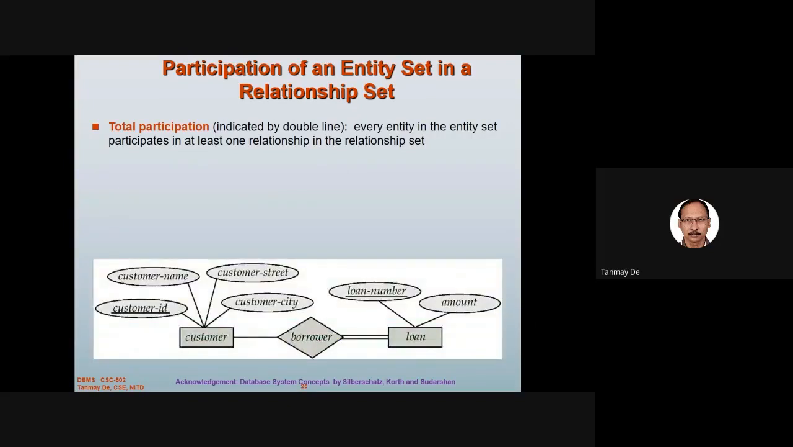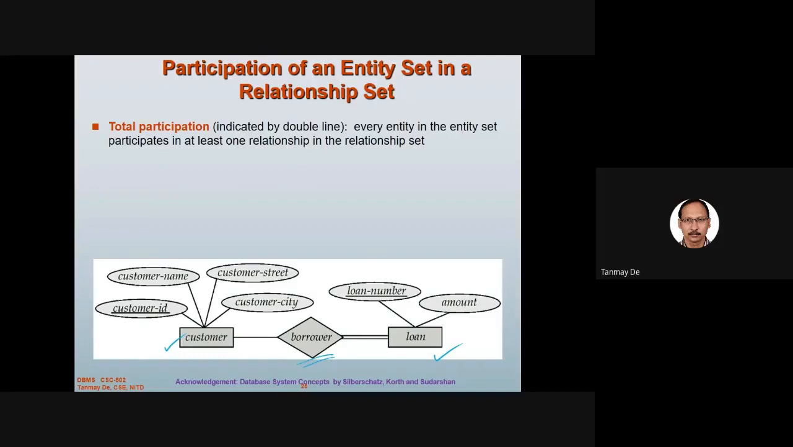So for example, here you can see customer is an entity set that contains a number of customer entities. Loan is another entity set. This contains a number of loan entities. Is it clear? And these are associated via the relationship borrower. Okay.